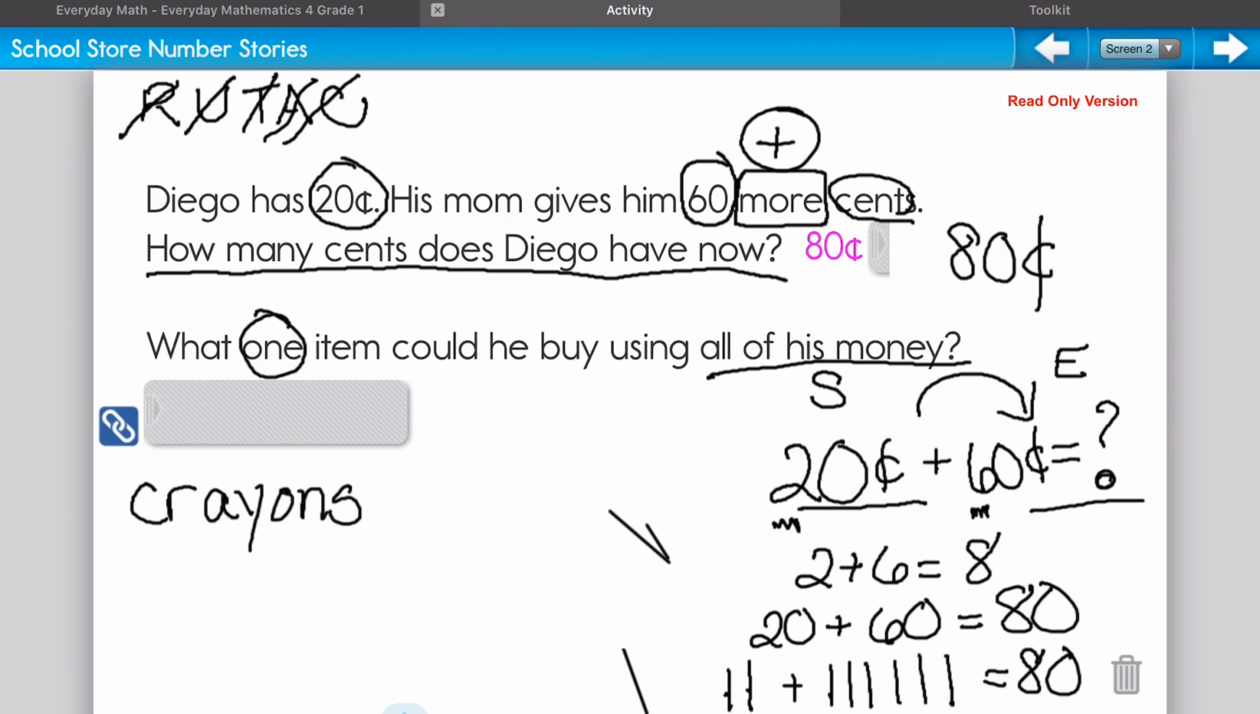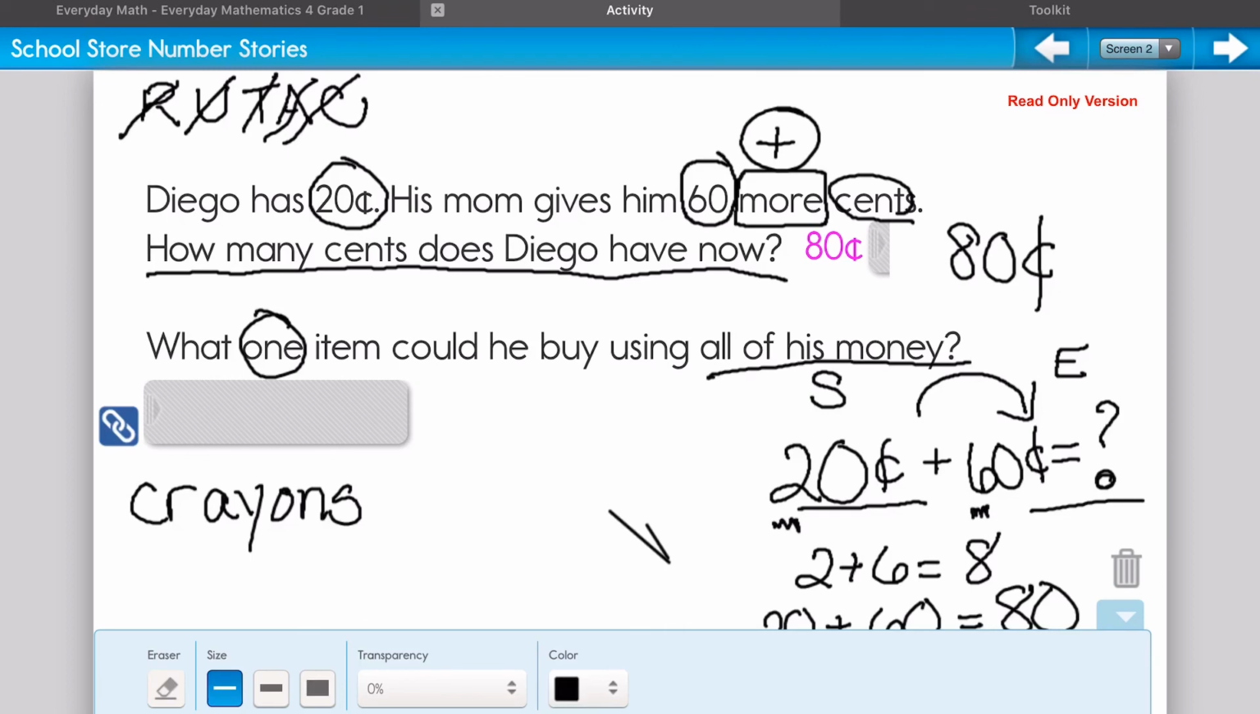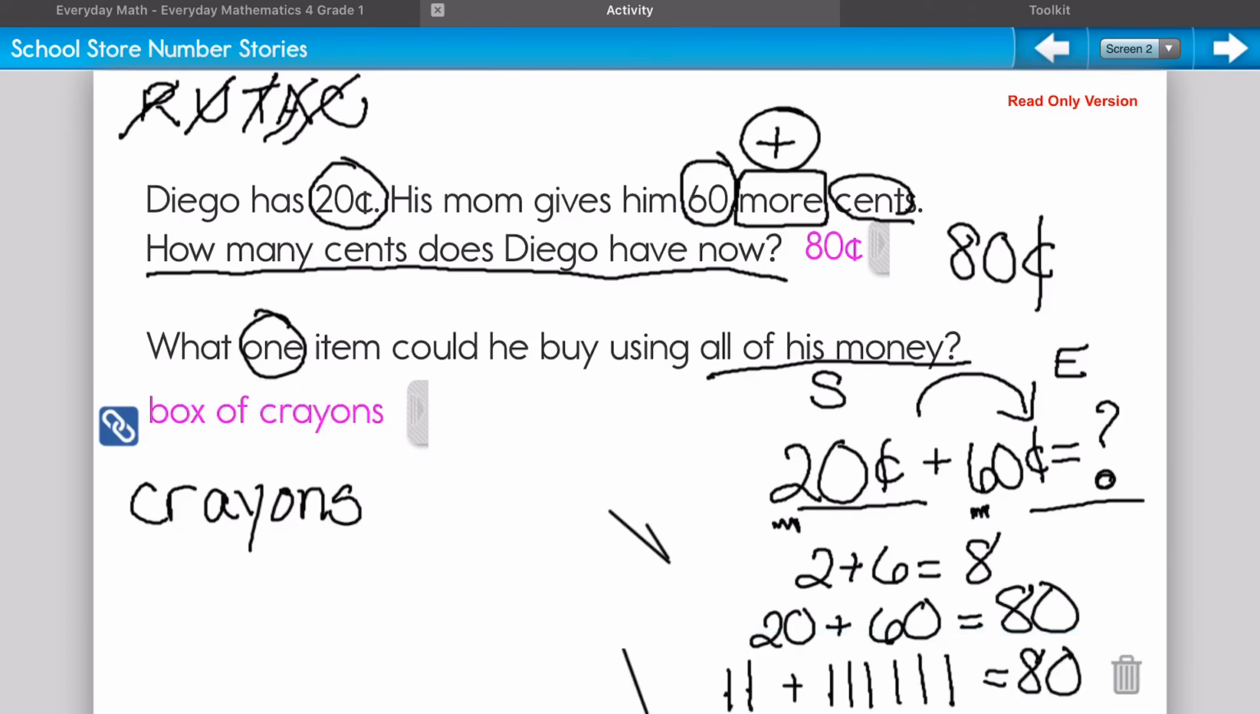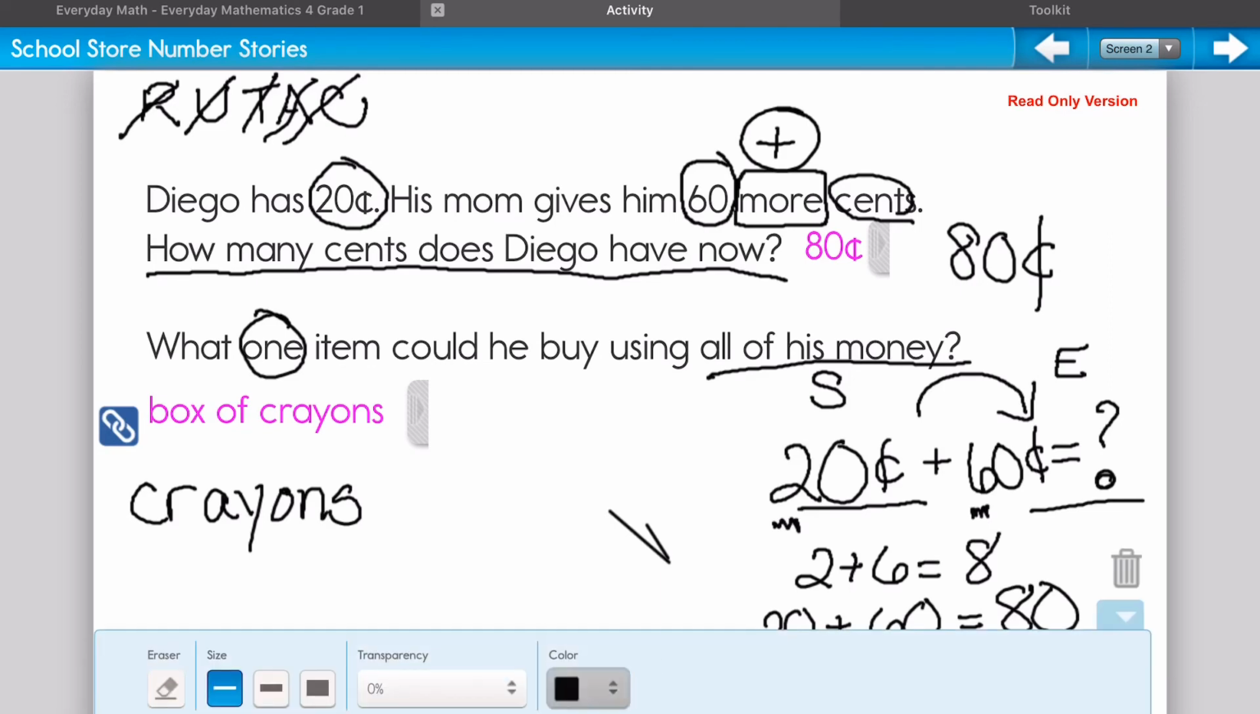Crayons. It never sounds the way it's spelled, does it? A box of crayons. I'm going to give myself a star for that one. And I might make it yellow because yellow is kind of a happy color. Good job.